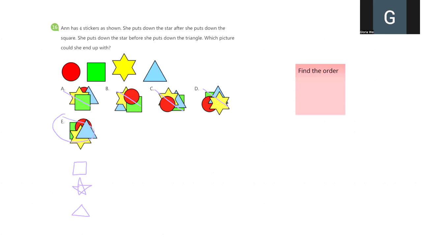So for this question, we need to read sentence by sentence, find the right order, draw the picture out, and we can use the elimination method to rule out some other options. And eventually, we can find the right one. Do you also get the same answer as me?